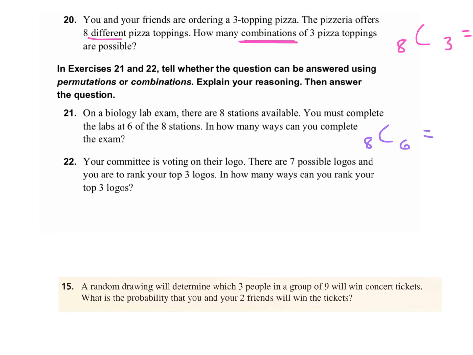22. Your committee is voting on their logo. There are 7 possible logos, and you are to rank your top 3 logos. And how many ways can you rank the top 3? So here we're just ranking the top 3. It's not first, second, and third. We're just grouping the top 3 together. So this is actually a combination. So 7, and we're picking 3.